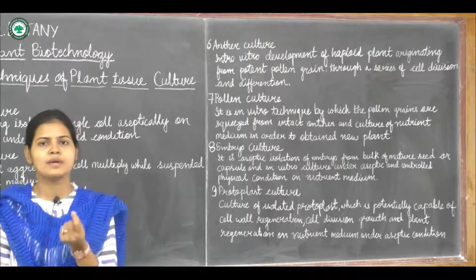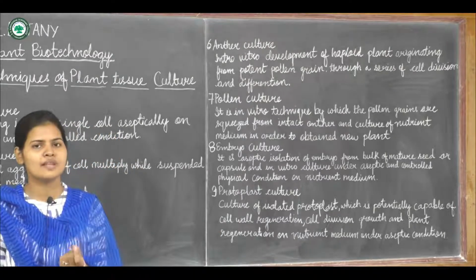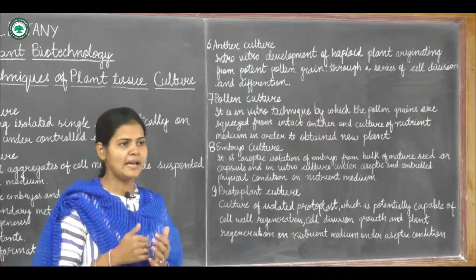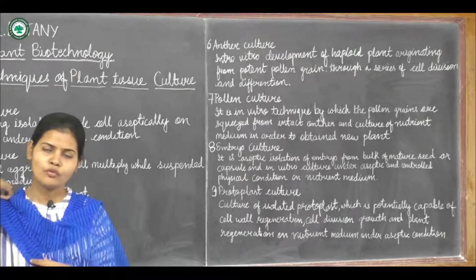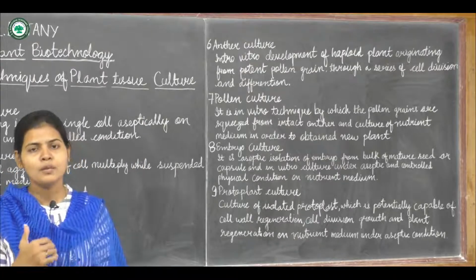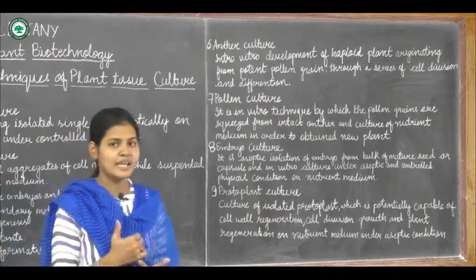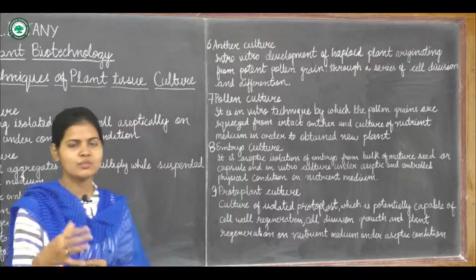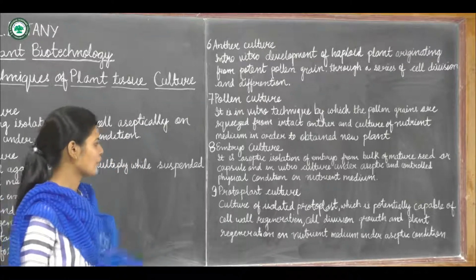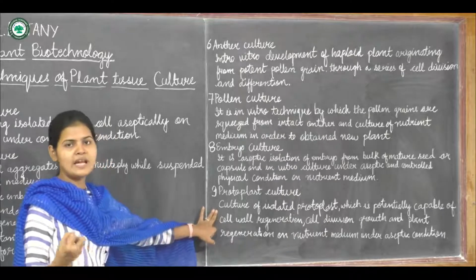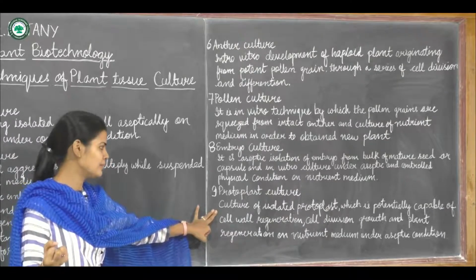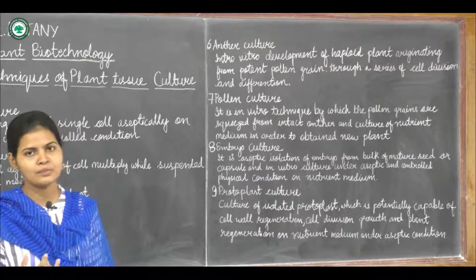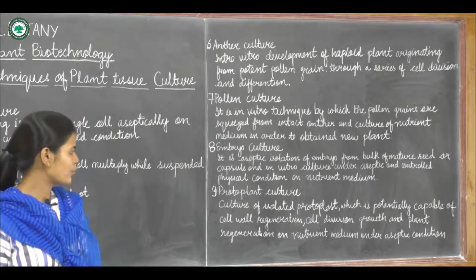So here a cell without a cell wall is taken and allowed to grow on a nutrient medium under aseptic conditions. As we have removed the cell wall, it should be potentially capable of growing a cell wall, that is regeneration, and also of the further division required for regeneration. So it is an isolated protoplast cultured on a nutrient medium, and it will undergo cell division, growth and plant regeneration. So a complete plant can again be grown by this protoplast culture technique.